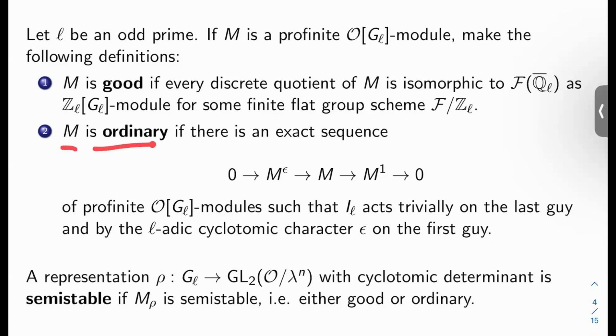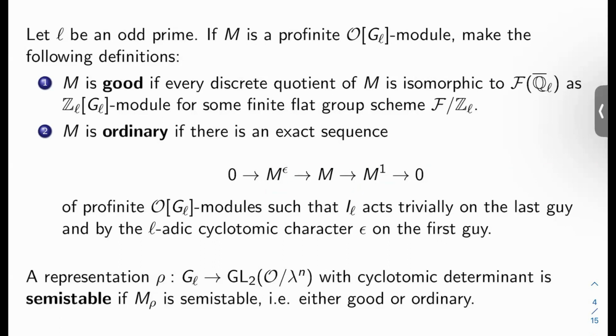Two, M is ordinary if there is an exact sequence 0 to M^epsilon to M to M^1 to 0 of profinite OG_l-modules such that inertia at l acts trivially on the last guy, hence the 1, and by the l-adic cyclotomic character epsilon on the first guy, hence the epsilon. Okay, so we have a trivial inertial line and a cyclotomic inertial line.